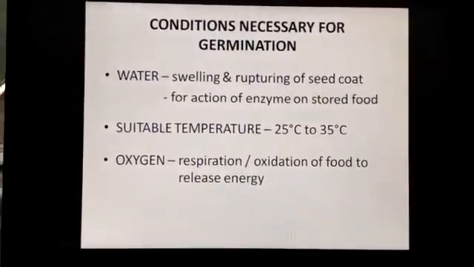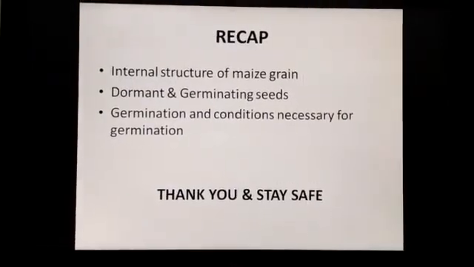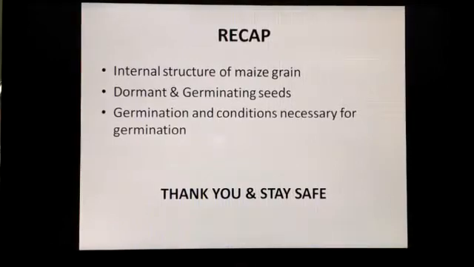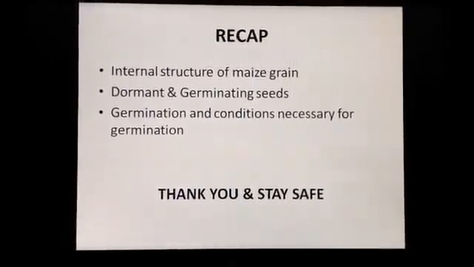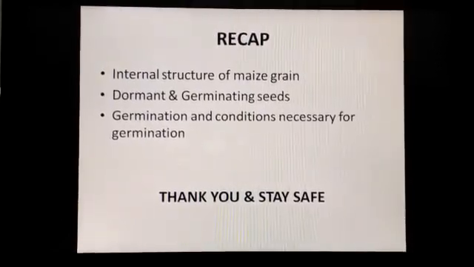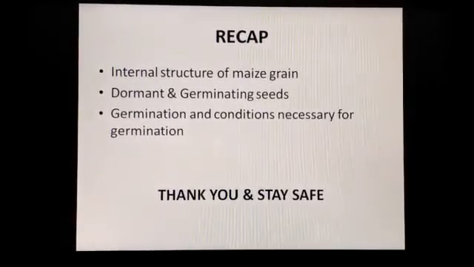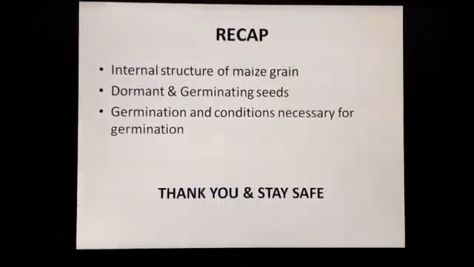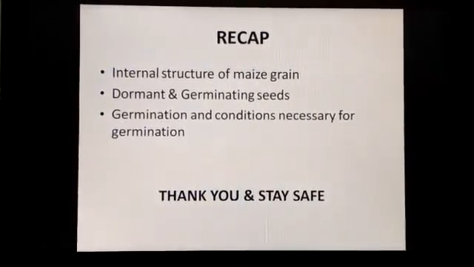All right, that's all for today, children. Let's do a quick recap. Today you learnt about the internal structure of maize grain. You came to know the difference between dormant and germinating seeds, why seeds undergo a period of dormancy, what germination is, and what the conditions necessary for germination are.